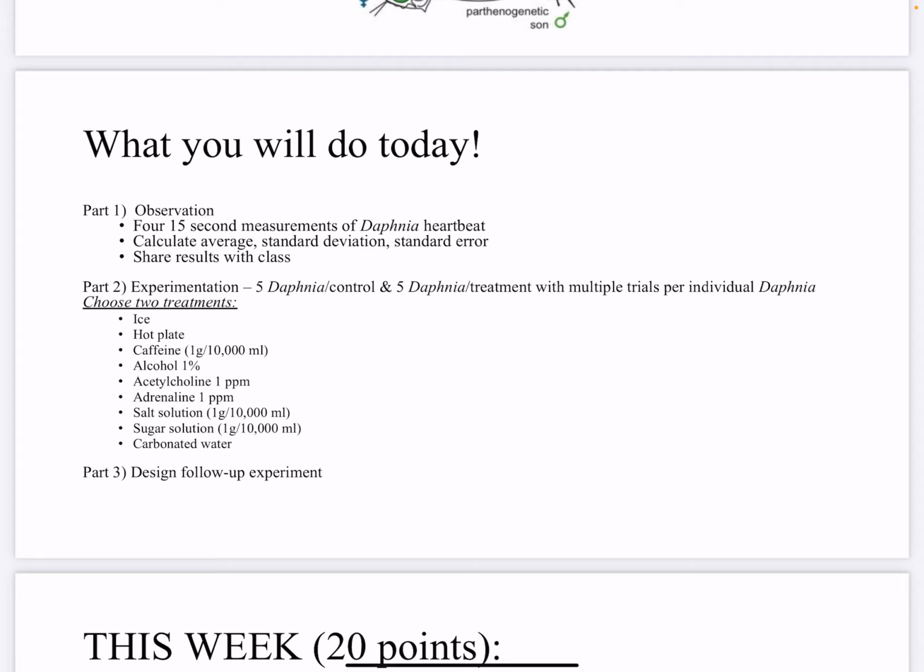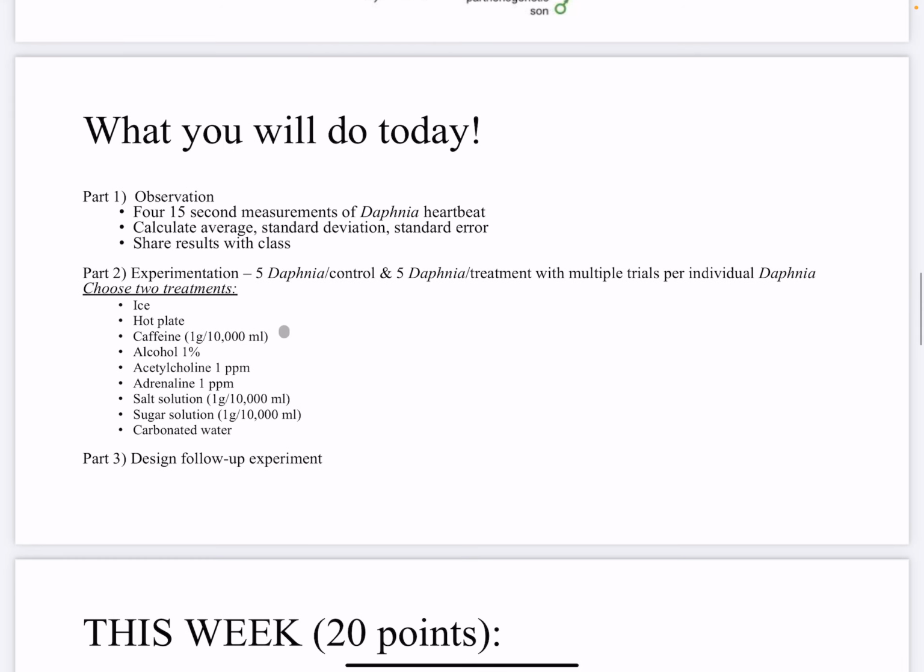And so the second part is where you're going to design 2 experiments using 2 treatments. Each experiment will have 5 Daphnia control and 5 Daphnia for treatment with multiple trials per individual. You will choose 2 treatments from this list to subject the Daphnia to and then monitor their heart rate. So we have ice, a hot plate, caffeine, alcohol or ethanol, acetylcholine, adrenaline, salt solution, sugar solution, and carbonated water. I'm just going to go over real quick what some of these chemicals are.